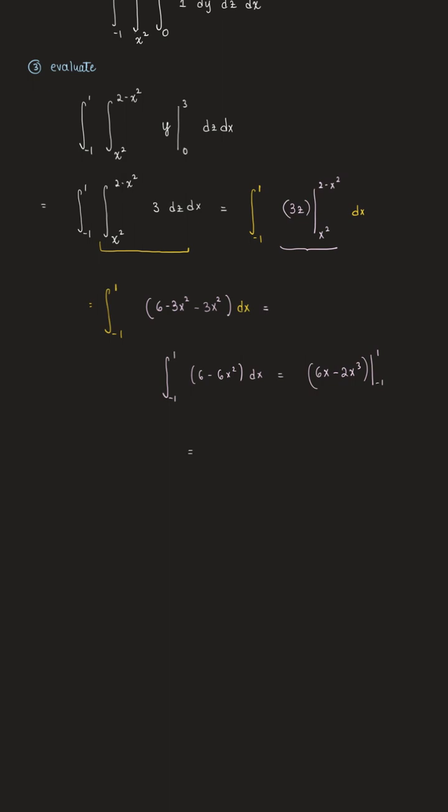And that's going to become 6 minus 2 minus what I get when we put in -1, so -6 plus 2. 6 minus 2 is 4, minus a -4, and so this is just 8. That is the volume of our region in space.